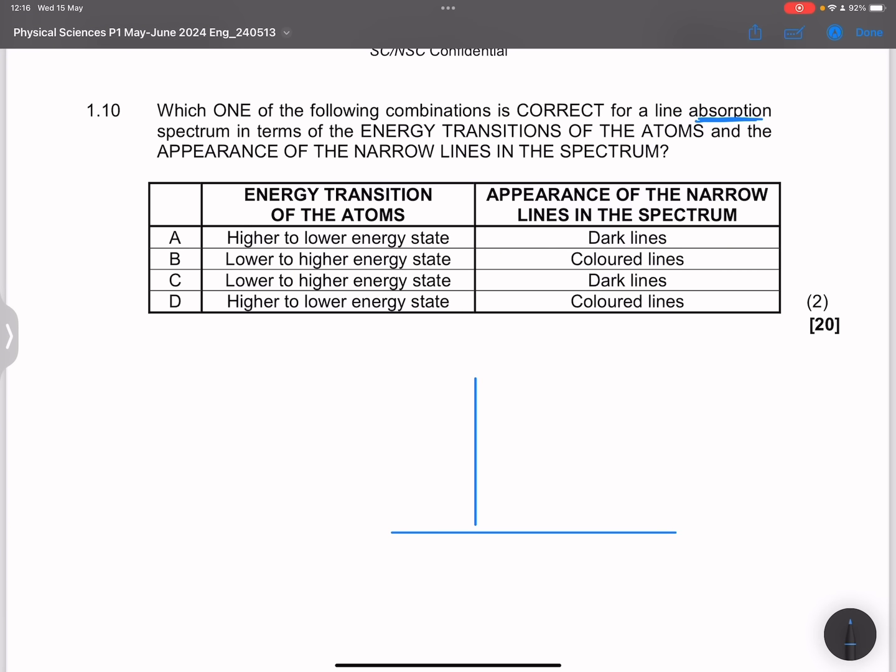And because it is an absorption spectrum, what are we going to see? We're going to have dark lines that are appearing there, right? We are not having line emission, so lower to higher, that would definitely be dark lines that appear. And so the answer is 1.10, all right? I mean, 1.10 rather is C. And so as a result, that is really how the cookie crumbles.